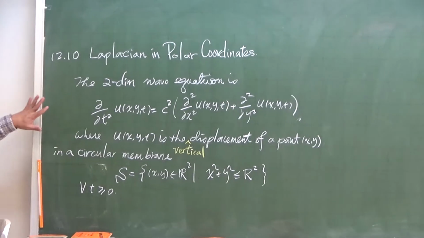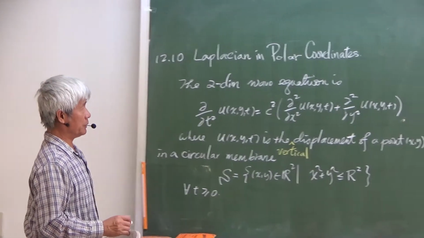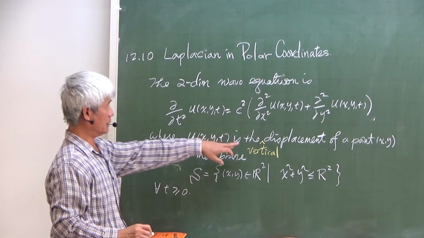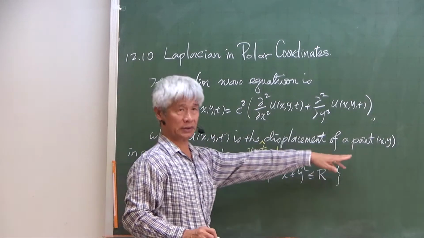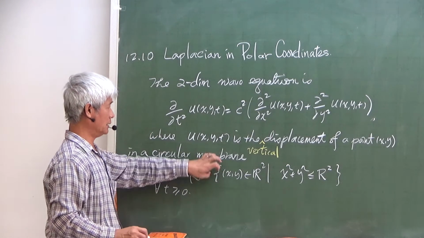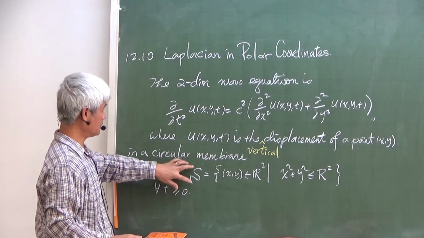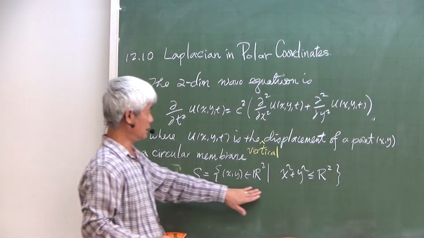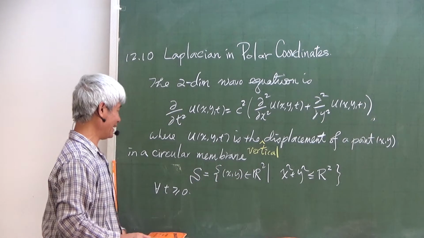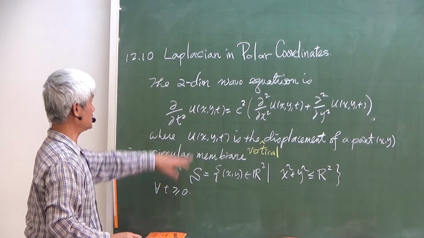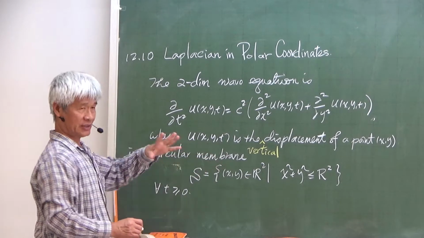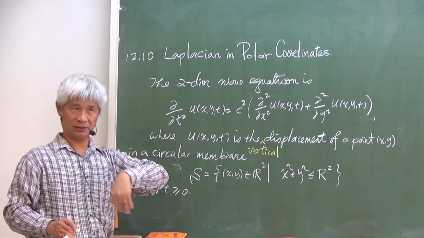Okay, so we consider a two-dimensional wave equation. This wave equation describes the vertical displacement of a point (x, y) in a circular membrane. We just set the circular membrane to be a circular disk in the plane, for all t greater than or equal to 0.